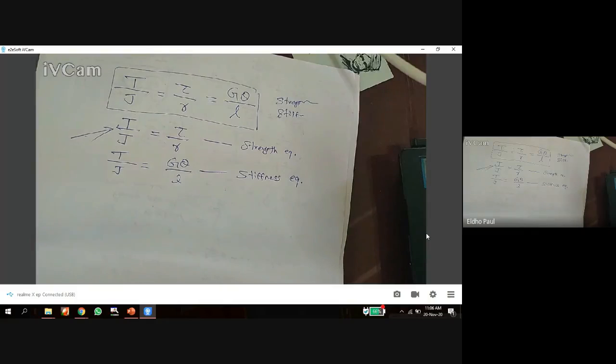In any case, if strength deformation is not a factor, or stiffness or twisting is not a factor, then we can design based on this equation. Actually, it depends upon the type of problem or type of application. But commonly we use the combined equation for the design of a shaft.